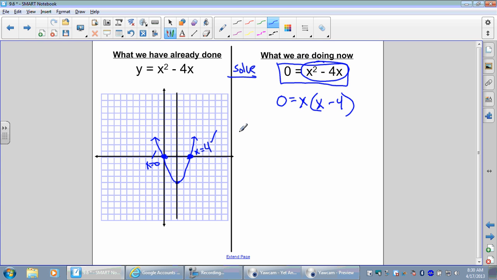Now, here's the thing you need to focus on today. How can we solve these by factoring? Well, it's all based on this thing called the zero product rule, and you need to really understand the importance of this.